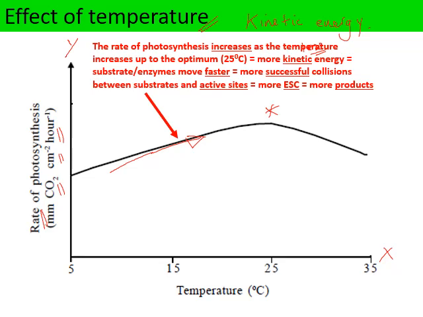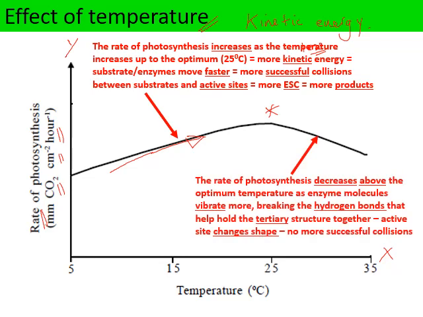So the shape of the substrate will be complementary in shape to the specific shape of the active site of the enzymes. Now above the optimum temperature, the rate of photosynthesis is lower than at the optimum temperature. And this is because the higher the temperatures above the optimum temperature, the hydrogen bonds in the tertiary structure of the enzymes start to break because the enzymes vibrate more at the higher temperatures.